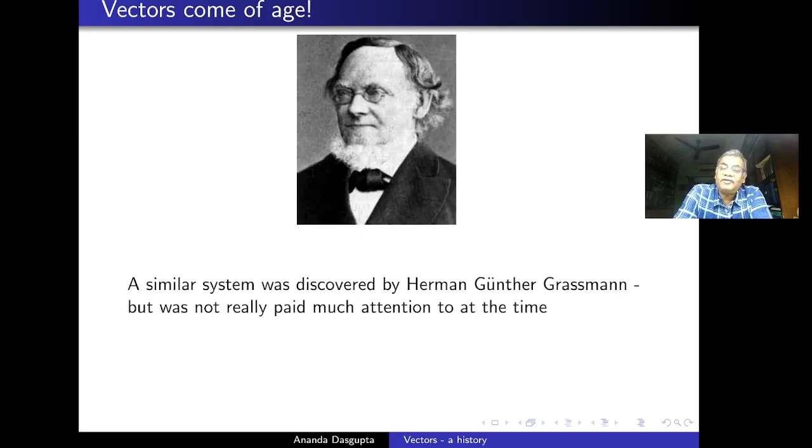Now, a similar system was discovered by a German school teacher, Hermann Gunther Grassmann. A very similar idea, but actually which turns out to be much more powerful than just quaternions. However, nobody paid much attention to Grassmann's ideas at that time, simply because he was a lowly school teacher compared to somebody who is actually a star of the scientific community at the time. Also, he published his work in a rather obscure journal, which almost nobody read. Grassmann's work made a huge comeback later on, but that's really not part of our story.